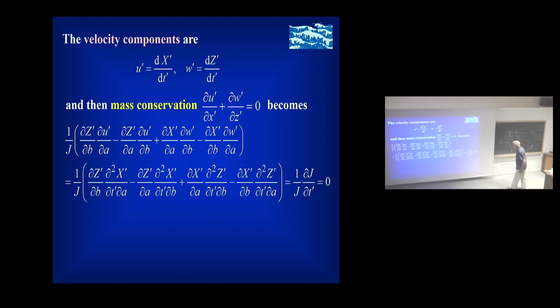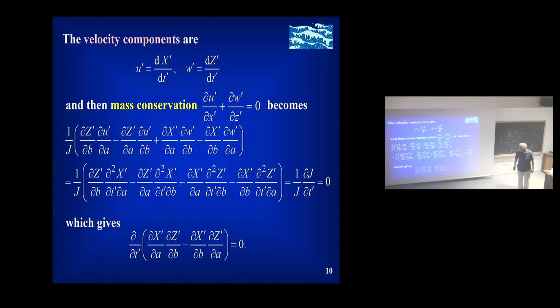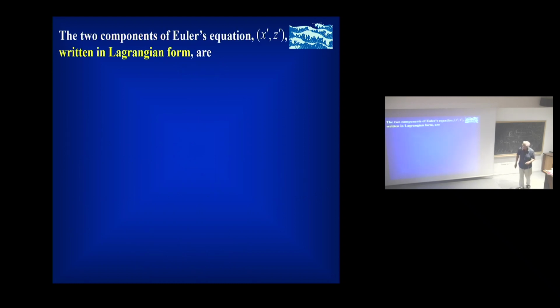Okay? The Jacobian, 1 upon the Jacobian, not equal to 0, dJ by dt primed. And consequently, because J is non-zero, we merely have this statement. So that quantity there is not a function of t. Okay, so where do we go after that?